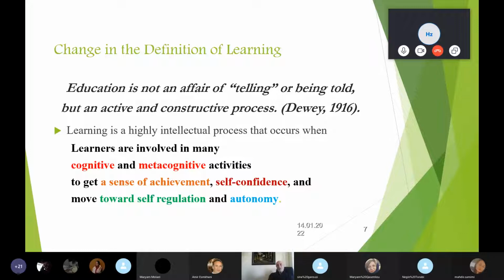to get a sense of achievement, self-confidence, and move towards self-regulation and autonomy. Probably most of you, within the context of English language teaching or English as a foreign language, are familiar with these concepts: cognitive, metacognitive, sense of achievement, self-confidence, and self-regulation and autonomy. We are familiar with these words, and we have read about these words a lot in different articles, textbooks. But to my knowledge, these words or these concepts have not been translated into the practice of the teachers. They have all been resting at the level of theory.